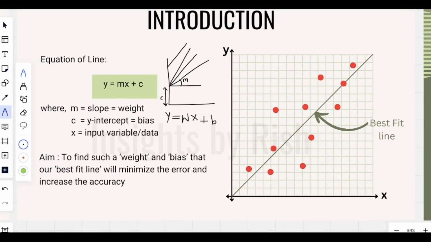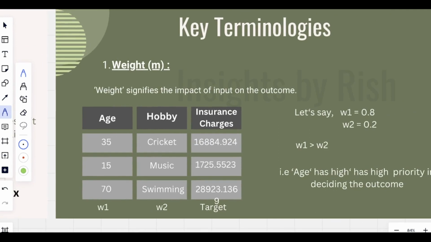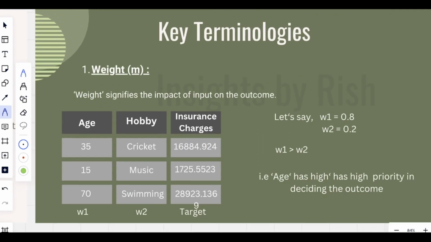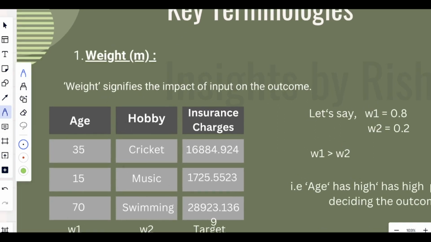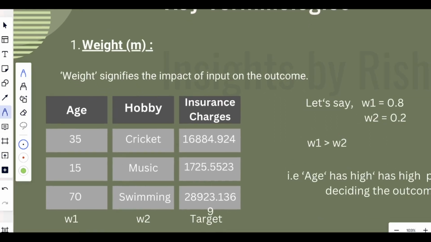Now, what's the significance of this weight and bias? Understanding that, firstly, weight. Weight signifies the impact of input on our outcome. When you have multiple input features, your output depends on the input features, but every input will have a different impact on your output.